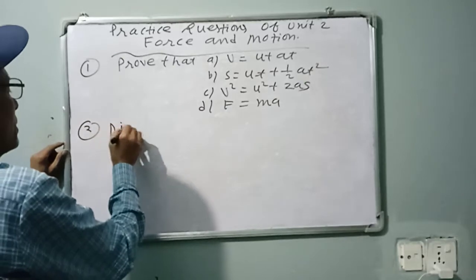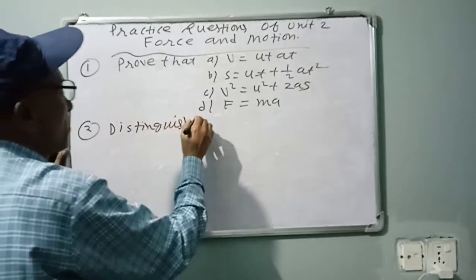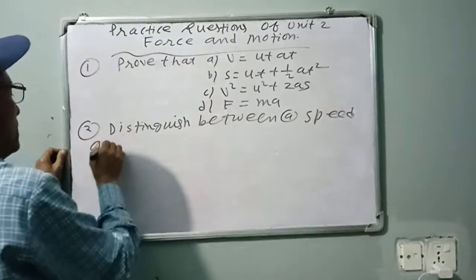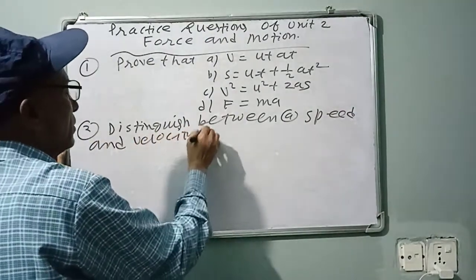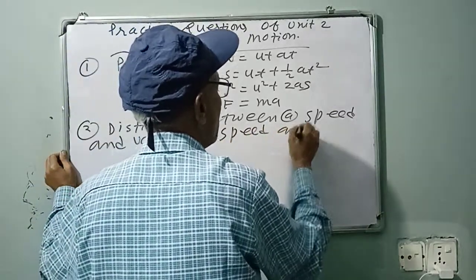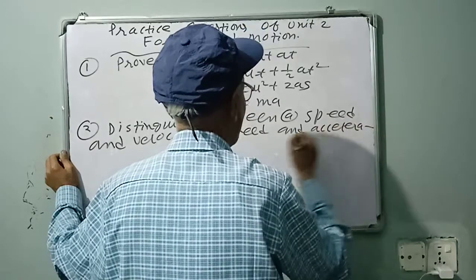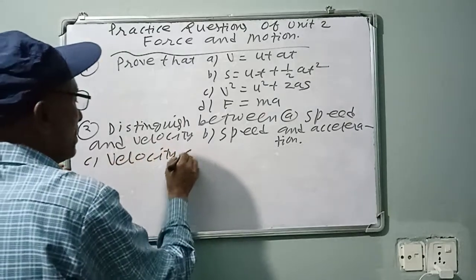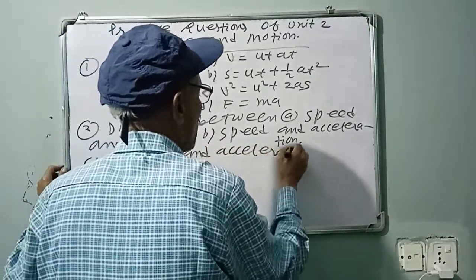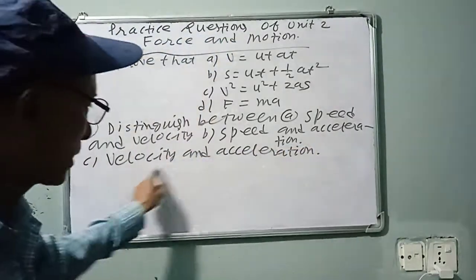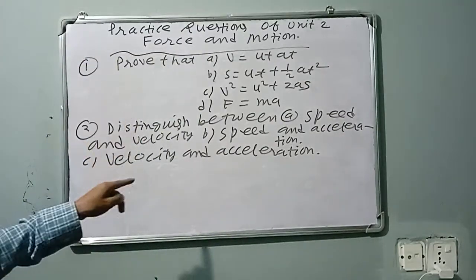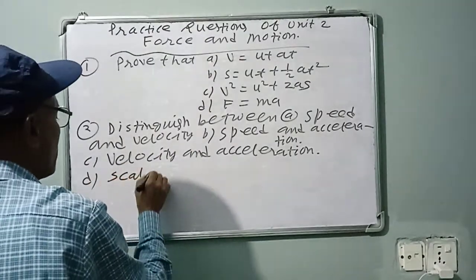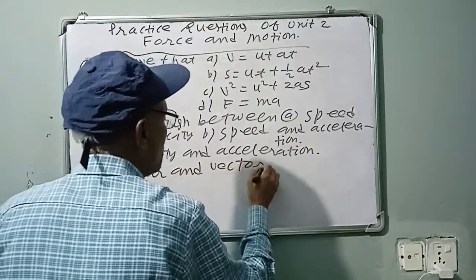Question number 2 is distinguish between: A, speed and velocity; B, speed and acceleration; scalar and vector; C, velocity and acceleration. Don't write one point. It is a vector, that point is not necessary to write down. If it is the same point, don't write it, write only the different ones. Another: scalar and vector with example.